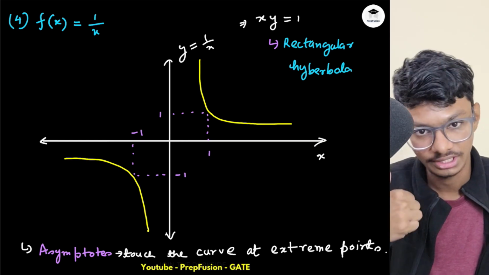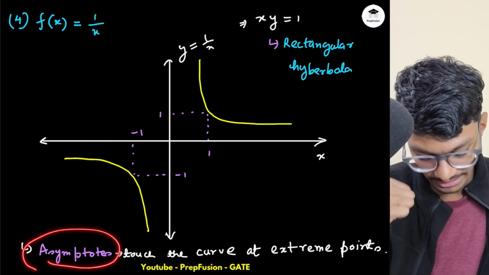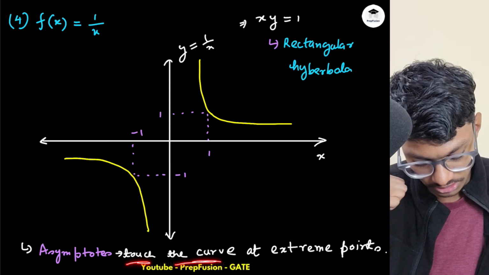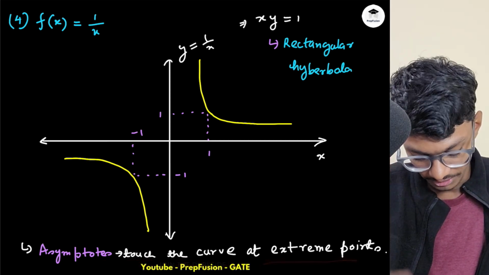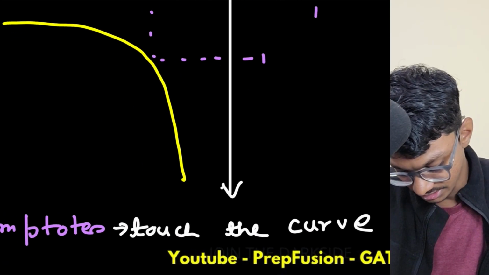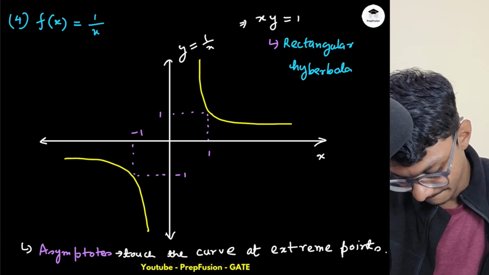So there is one special name, that is the asymptotes. Asymptotes basically touch the curve at extreme points. These are straight lines. I should write these lines.